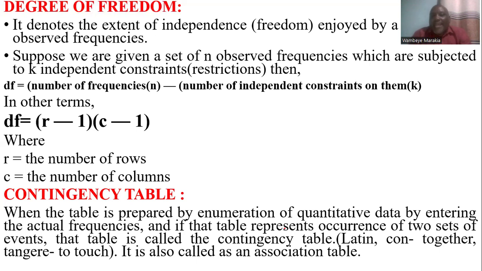the chi-square statistics. Now, this contingency table comes from the Latin words con and tangere. Con means together and tangere means to touch. So when you put together, this is also called an association table. We will see how we use this table in our calculation as we move in this class.